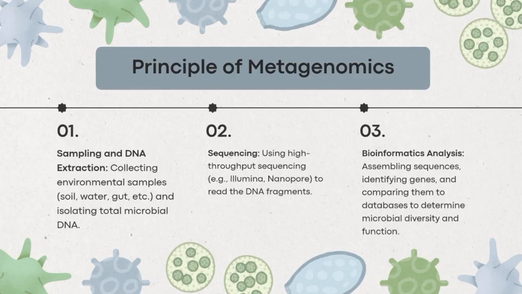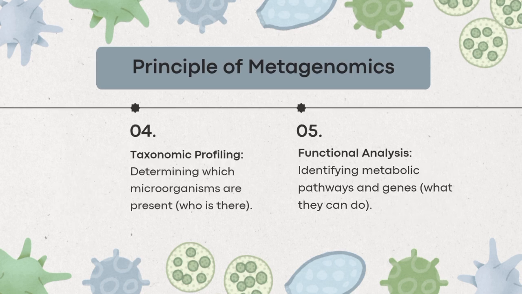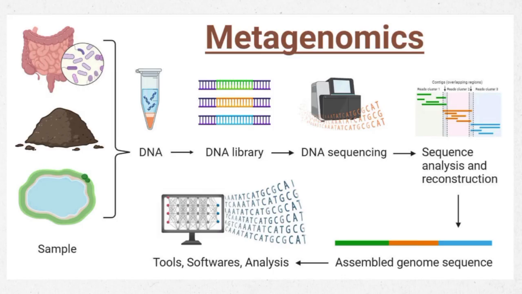Now let's find out the principle of metagenomics. To study all microorganisms in an environment by directly analyzing their DNA or RNA without the need to culture them in the laboratory. Some principles: sampling and DNA extraction, sequencing, bioinformatics analysis, genomic profiling, functional analysis. Metagenomics analyzes all microbial DNA or RNA directly from an environmental sample without culturing. Using high throughput sequencing and bioinformatics, it defines which microbes are present and what functions their genes perform.